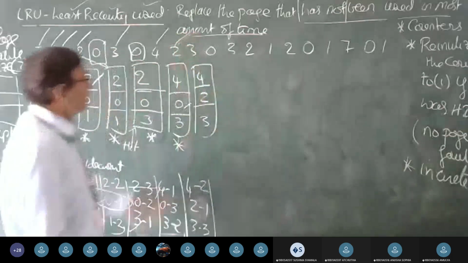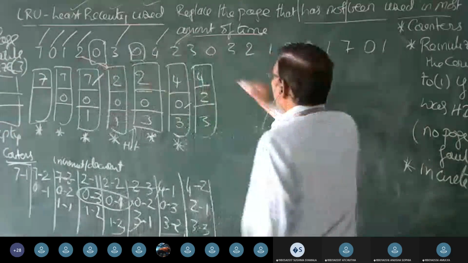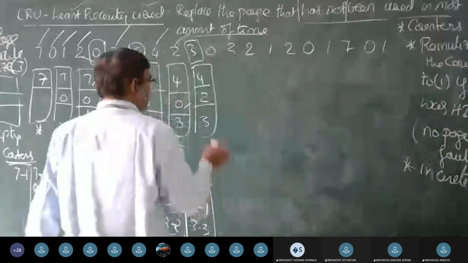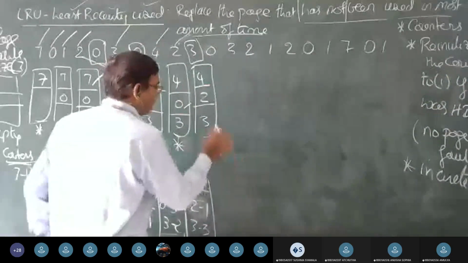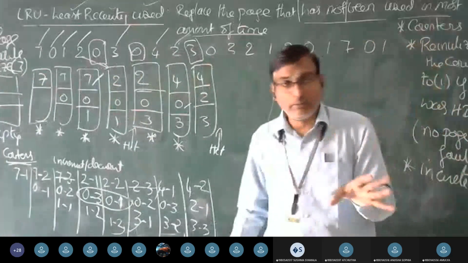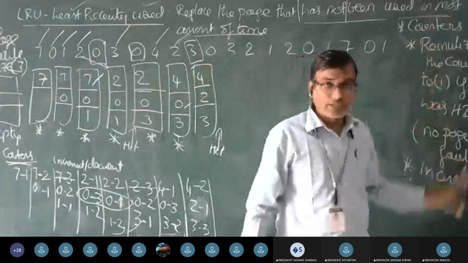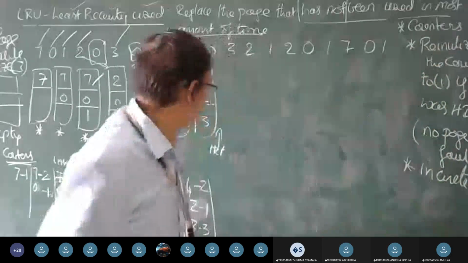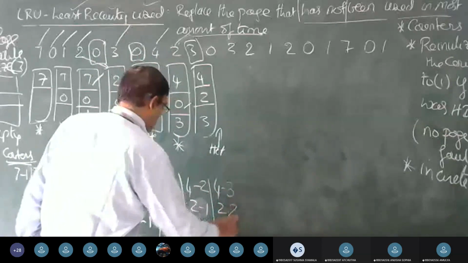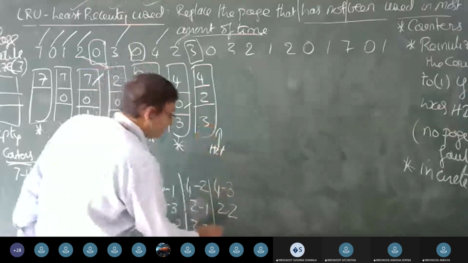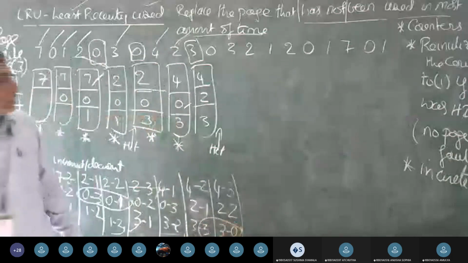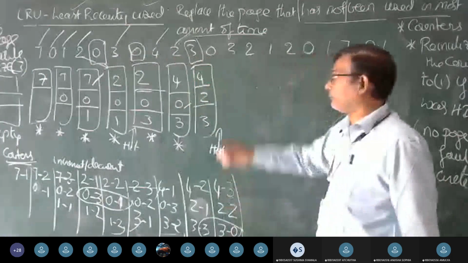Now 3 I have to replace. Now you can see here 3 has been there for the most amount of time. Therefore, what we can do is there is a hit here. That means we have to reinitialize the counter. If I find an item in the content, definitely you have to reinitialize the counter. There is no question of a page fault. That means what was the current state? 4 is incremented to 3, 2 is incremented to 2, then 3 is reinitialized to 0. That was the second item we took up.